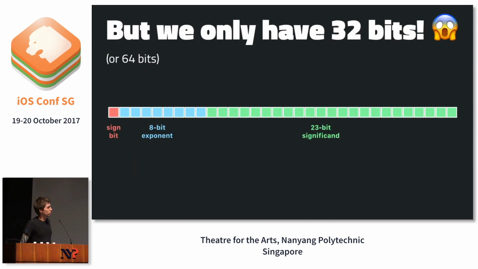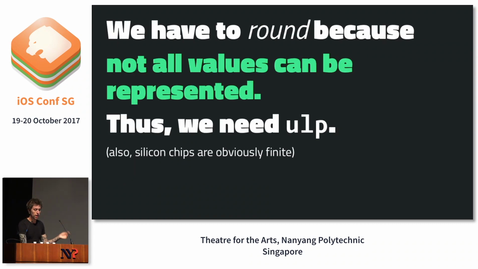But we only have 32 bits. So we have to round because these values cannot be represented. It's impossible. We don't have enough bits to represent these fractional values between all of these decimals. And this is why we need ULP.